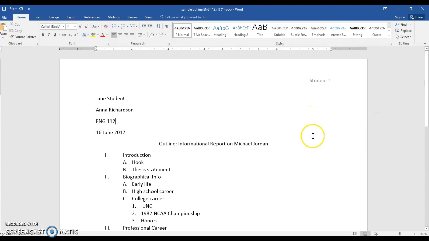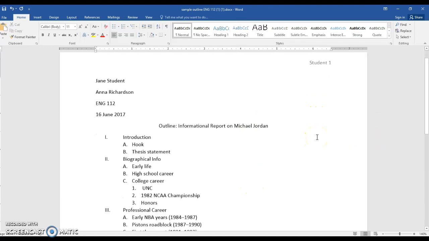All right, if you're not familiar with outlines, this is going to be a crash course. As you can see, the Roman numerals over here are like the big main parts of what I want my research paper to be.